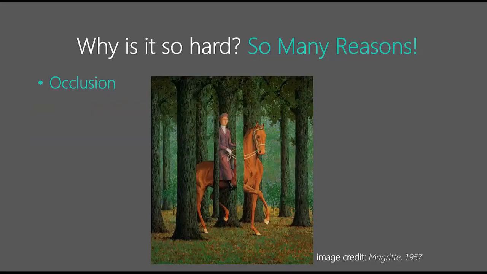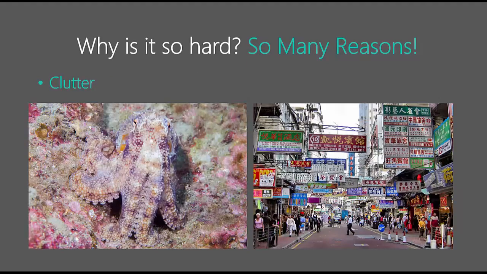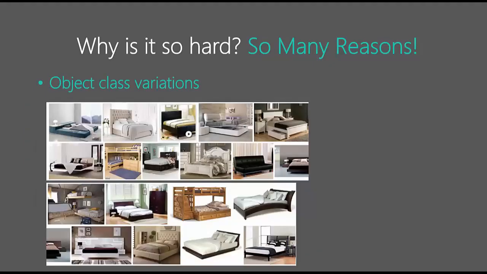Occlusion. Occlusion is basically partially blocked or obstructed images. Background clutter. Generally, this image here is an octopus that's camouflaging itself into these rocks quite well. And what about trying to pick up an object in this noisy or cluttered image? That's going to be quite a challenge. And what about object class variation? Here, there are so many types of beds. How does an object recognition algorithm know that this here is a bed and this here is a bed? It's going to be quite tough.